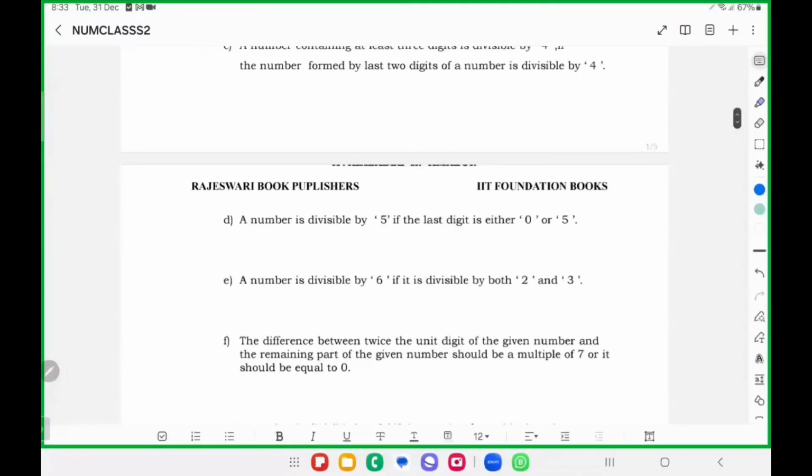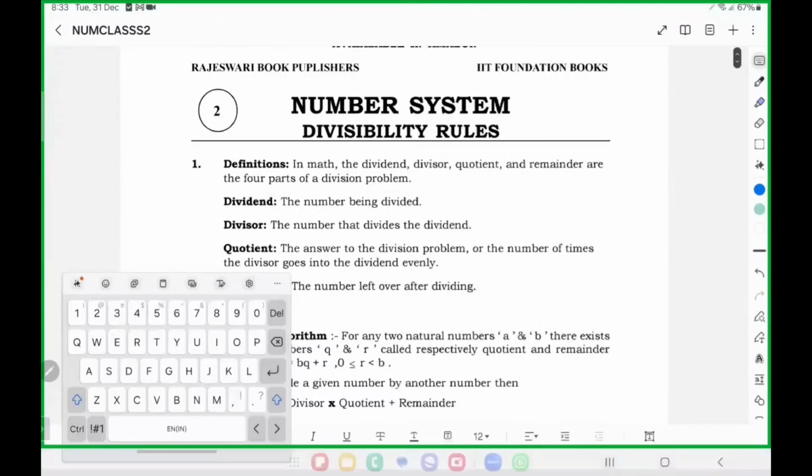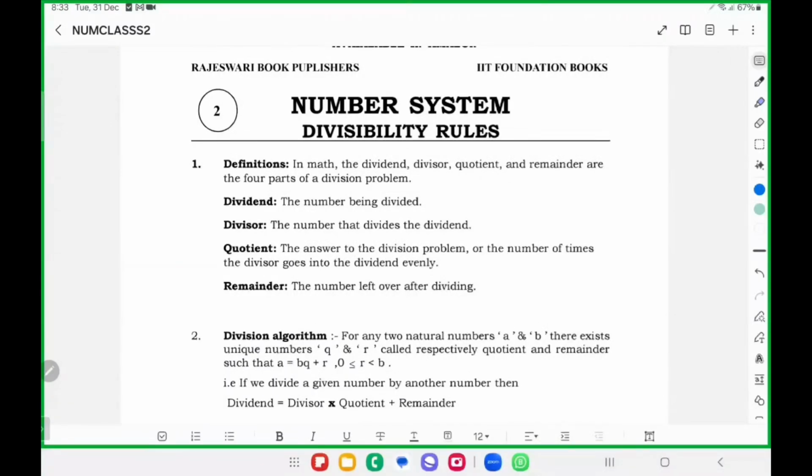Dear students, in the last class, I discussed the basic number system: what are natural numbers, integers, whole numbers and all, and we discussed some problems on that.